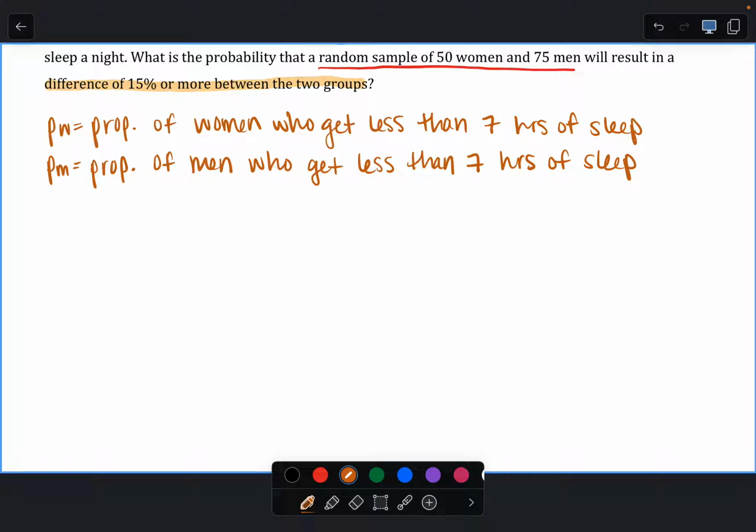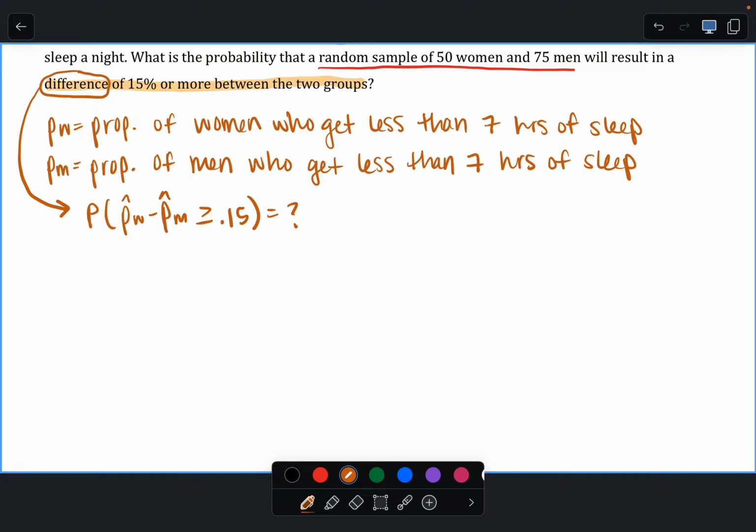So I have two things occurring, and I want to make it very clear, it is not always two things. This question specifically just wants a difference. They don't necessarily indicate that they want men to be higher or they want women to be higher. They just say, I need a difference of 15% or more. So that could mean either way. So I'm going to say I did women minus men. And that difference could be 15% or more. It could be greater than 15%. That's one possibility for a difference of 15%.